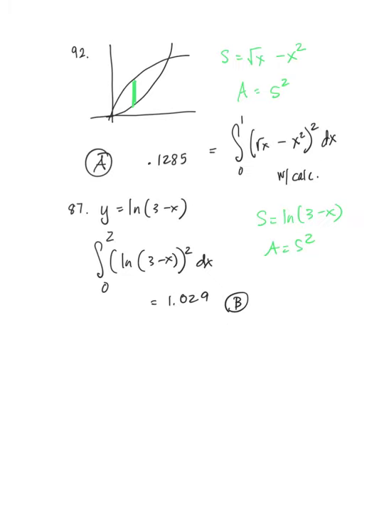92 is another sort of region whose cross-sections in this case are squares. And again, we're going to have the top curve minus the bottom curve. That is going to be the length of my side, and I'm going to square it since the area of a square is just side squared. I'm doing this in the calculator, and I got 0.1285, which is choice A. Number 87 would again be a calculator problem. It's another problem where the cross-sections are squares, so it's a volume problem with cross-sections. Here I'm just going to find s squared, and again I use my calculator, and I get choice B.